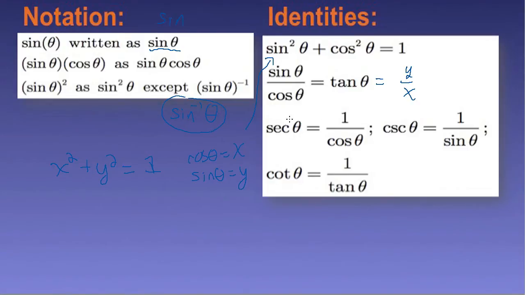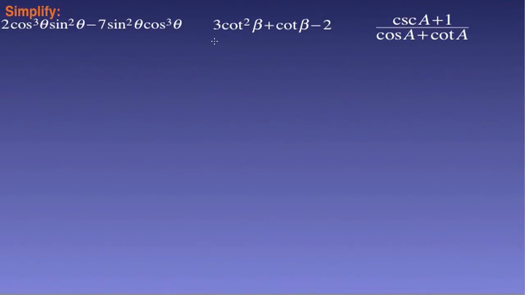And the same thing happens for the other three reciprocal functions. Secant was defined as 1 over x. X is the same thing as cosine theta, so now secant theta is 1 over cosine theta, cotangent theta is 1 over tangent theta, and cosecant theta is 1 over sine theta. All of these are worth memorizing because you'll be using them quite a bit. Okay, so to move on to some examples.